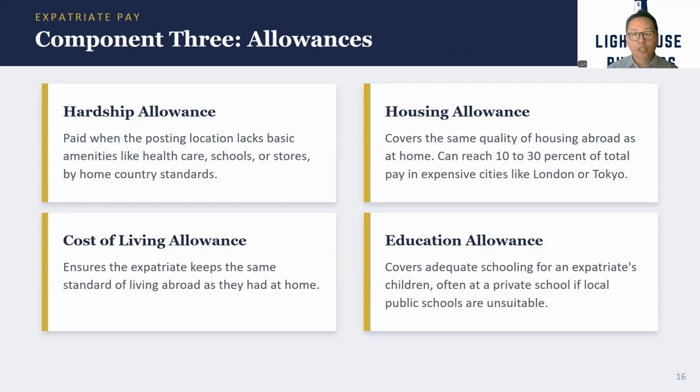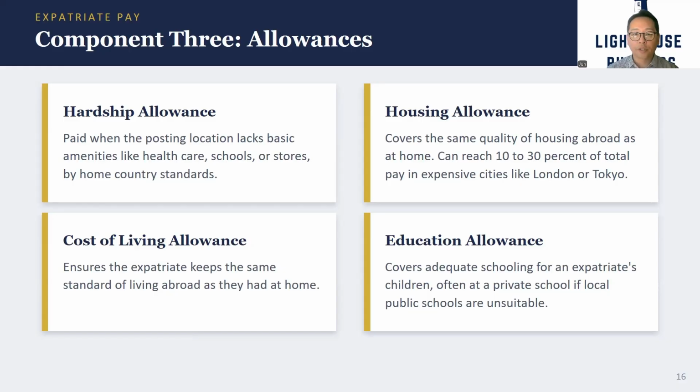The third component covers 4 types of allowance. A hardship allowance is paid when the expatriate is sent to a difficult location, one where basic amenities like healthcare, schools, and retail stores are seriously lacking by home country standards. A housing allowance ensures a expatriate can afford housing of similar quality abroad as they had at home.